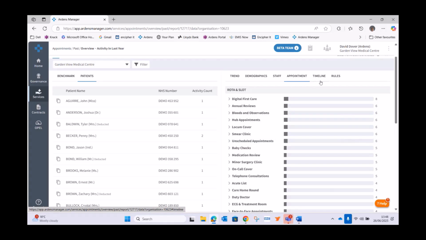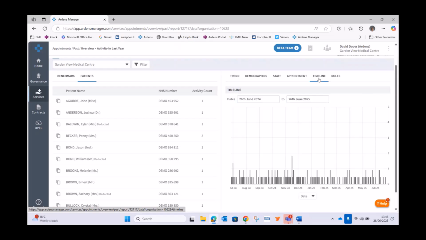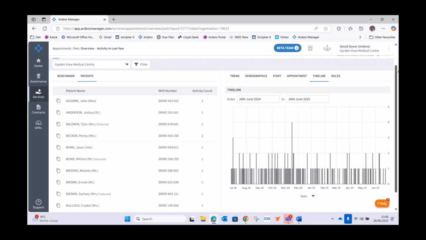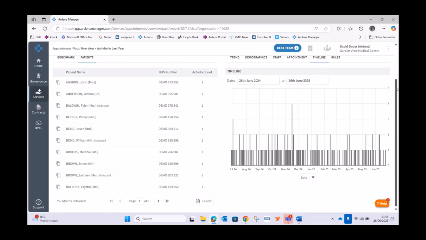So I know how many DNAs, I know which doctor is being affected or which nurse is being affected by that. Initially, when you look at this, because it is looking back 12 months, it is a bit of a mess, looking at all of these graphs and so on. But again, I would like to know at my practice which day of the week is the day of the week that we have the most DNAs.